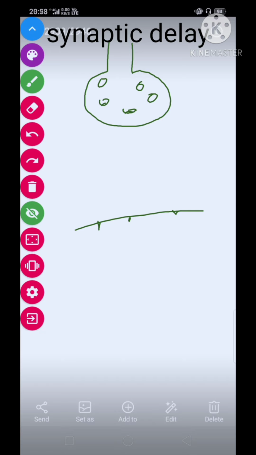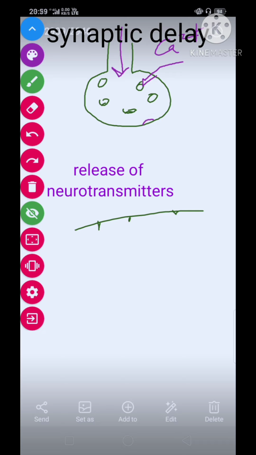Now let us understand what is meant by synaptic delay. As there is conduction of action potential along the axon, when it reaches the synaptic knob, there will be movement of calcium ions into the synaptic knob, and when this fuses to the cell membrane, it results in the release of neurotransmitters.